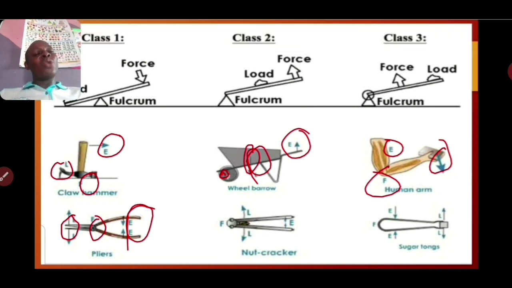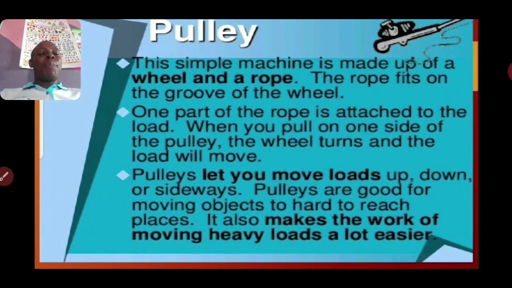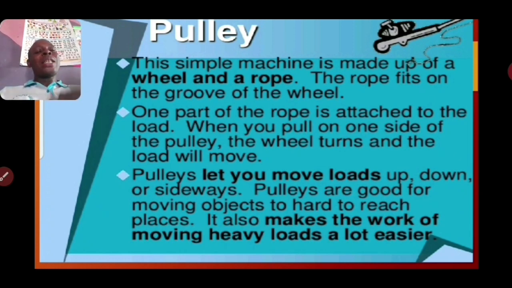Okay, so let's move to the next one now. What is a pulley? As the name implies, the pulley helps to pull something up or down. We use it to move things up and down. A simple pulley is made up of a wheel and a rope. So the rope is very common with every pulley. That is what we are going to hold. The rope fits into a groove of the wheel, and it helps to drag it up or pull it down.